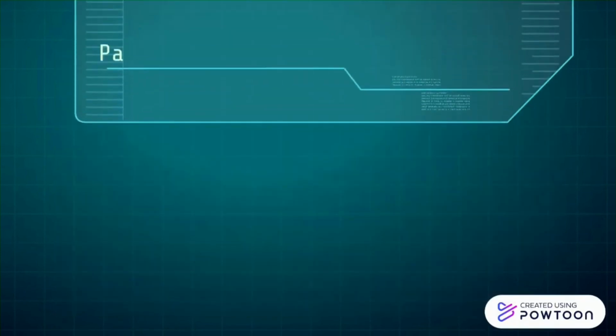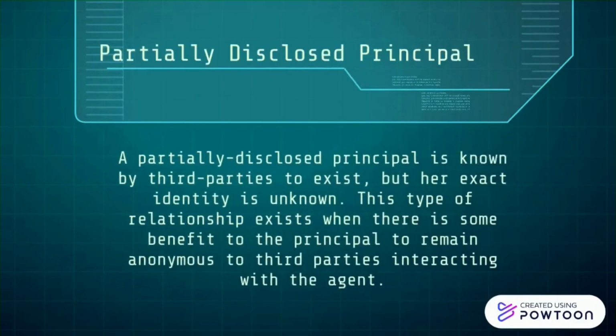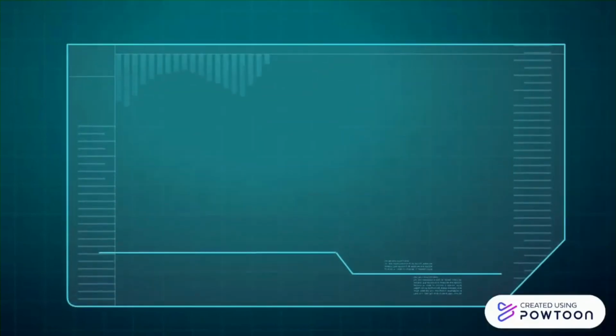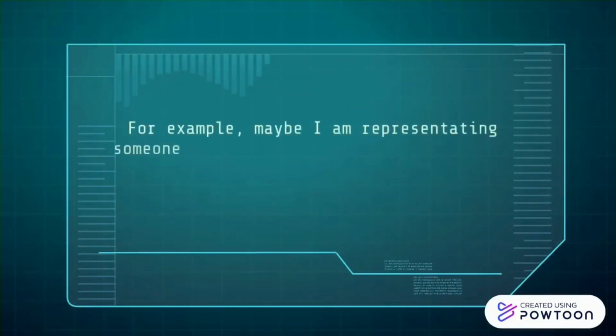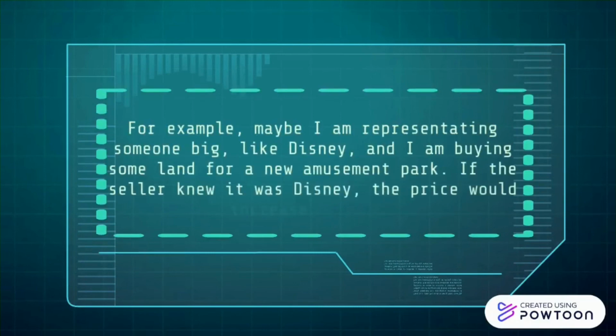A case of a partially disclosed principal. A partially disclosed principal is known by third parties to exist but the exact identity is unknown. This type of relationship exists when there is some benefit to the principal to remain anonymous to third parties interacting with the agent. For example, maybe I am representing someone big like Disney and I am buying some land for a new amusement park. If the seller knew it was Disney, the price would increase rapidly.